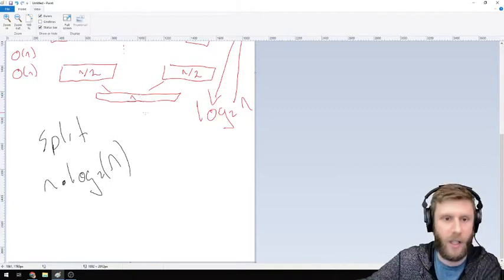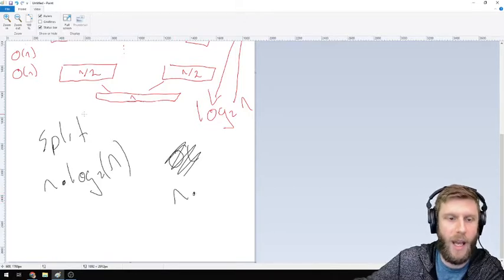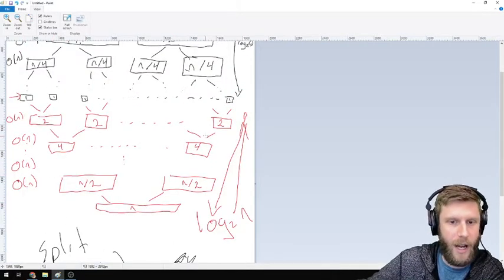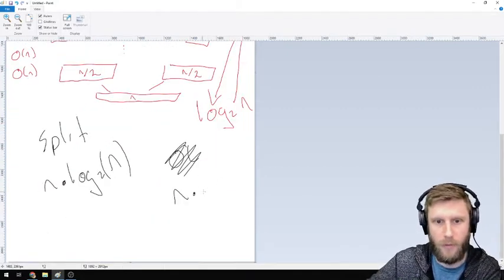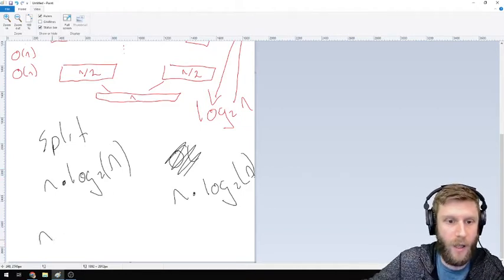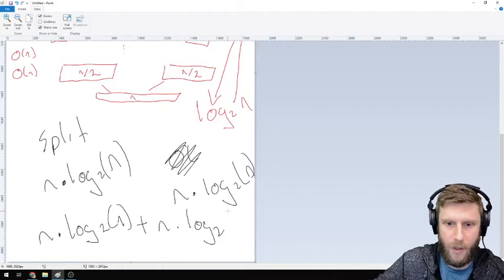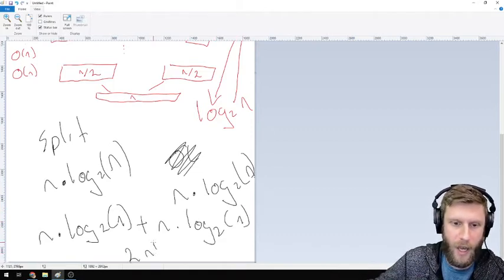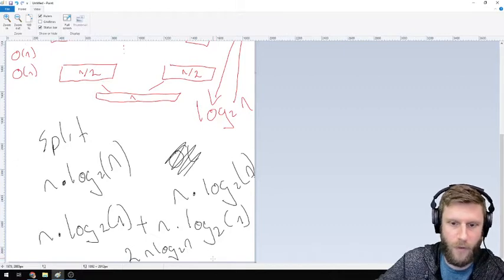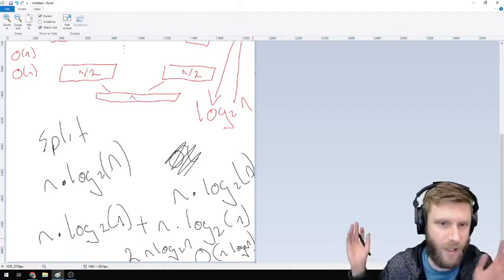But then how about the merging? I'll just do it this way. And the merging is linear. And how many times are we doing it? Well, how many layers are there? Well, log base 2 of n. So the total amount of work is n log base 2 of n plus n log base 2 of n, which of course is 2n log base 2 of n, which of course is big O n log n. A lot of times we don't even put the little base there because it's a given in computer science.